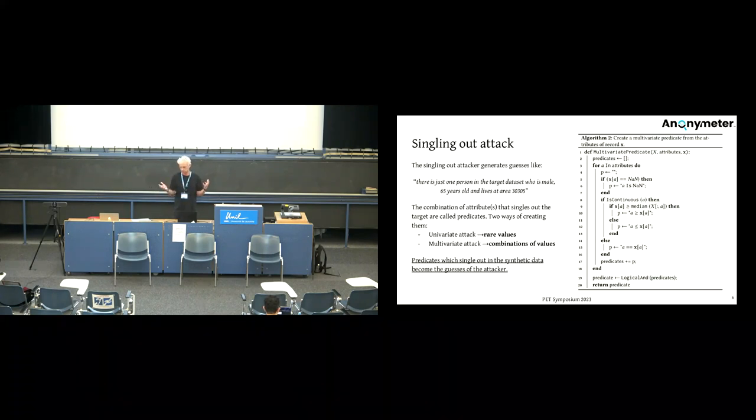Another one is multivariate, so it considers up to n attributes, and it's basically starting from a record and generating a query that includes this record, but potentially others. These queries, or candidates, so to speak, are then filtered to select just the ones that single out in the synthetic data set. This is the way the synthetic data set is used. And then they are passed on to the evaluation phase.